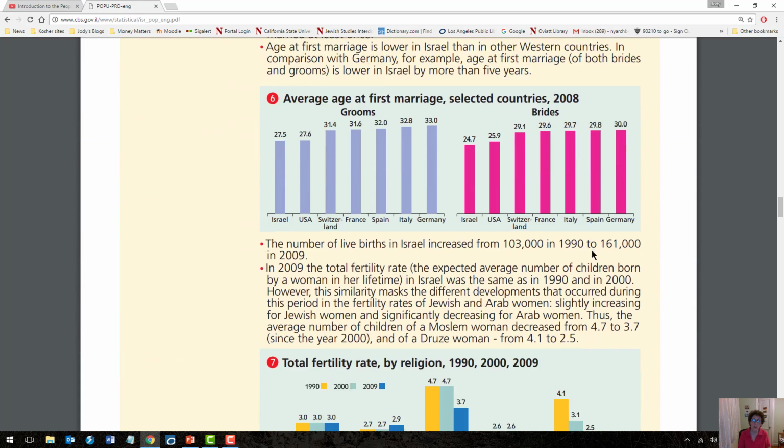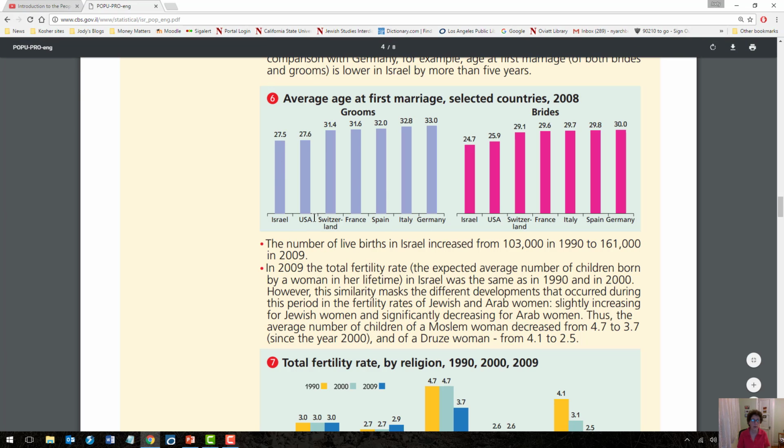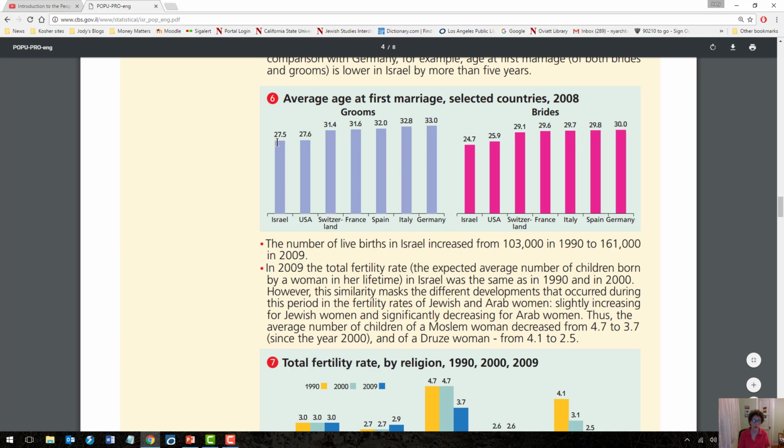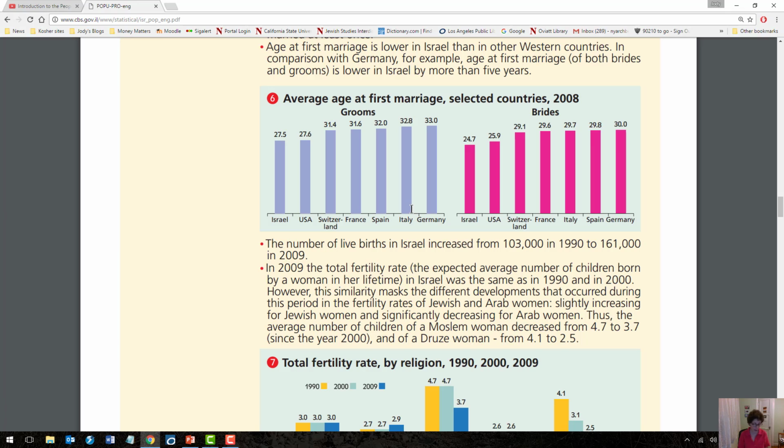Anyway, here is another table, the average age at first marriage, selected countries in 2008. So here's Israel compared to all these developed countries, first world countries, USA, Switzerland, France, Spain, Italy, Germany. The average age at first marriage in 2008 in America for grooms was 27.6 years. Some were younger, some were older. And for brides, it was 25.9. But Israel is younger than all of those. People are getting married younger than in other developed countries.